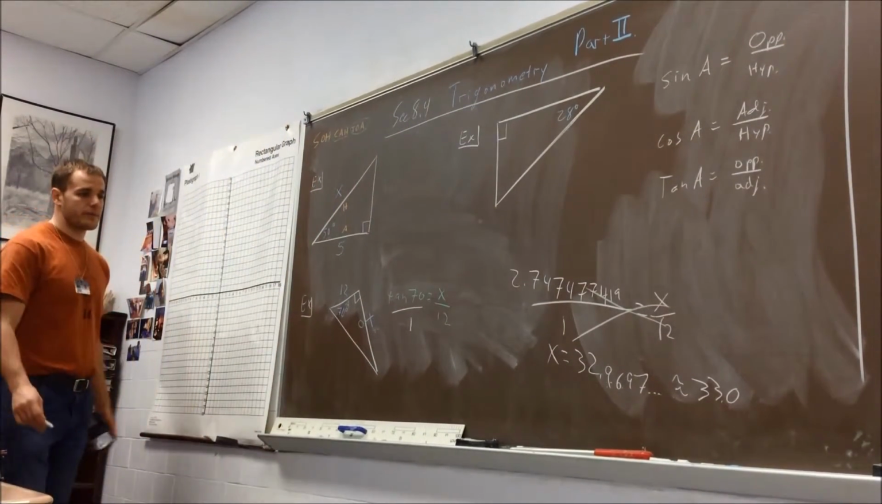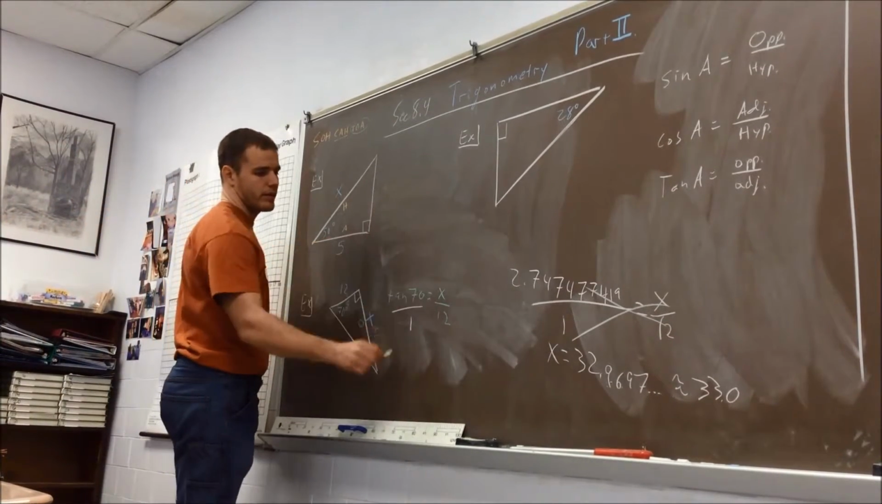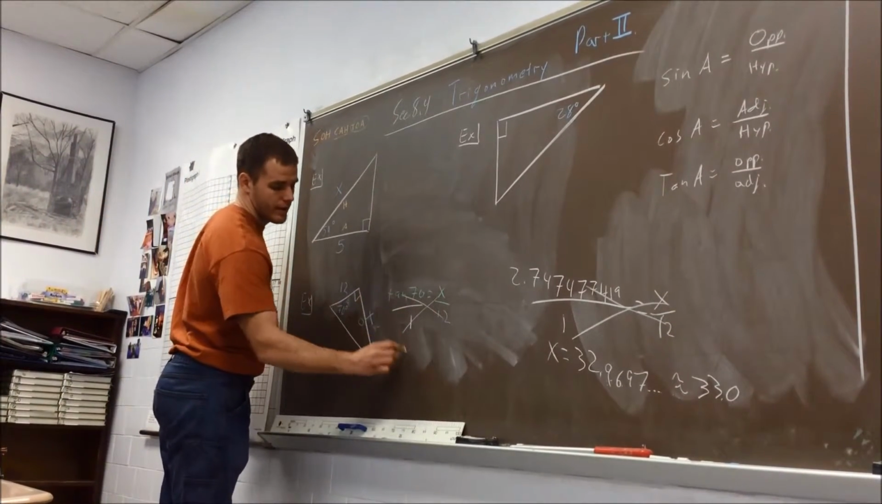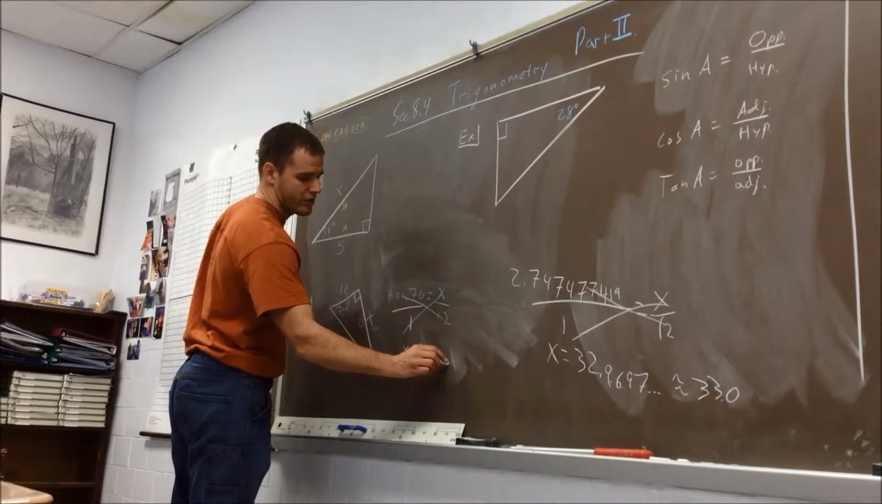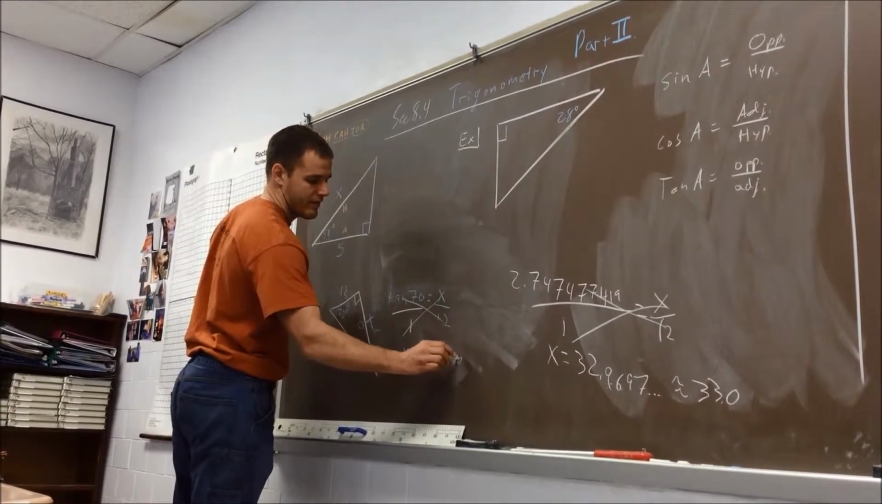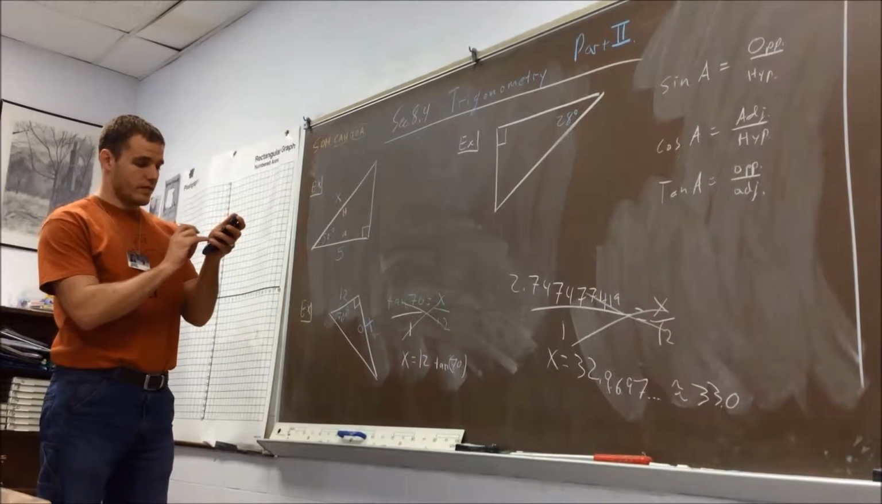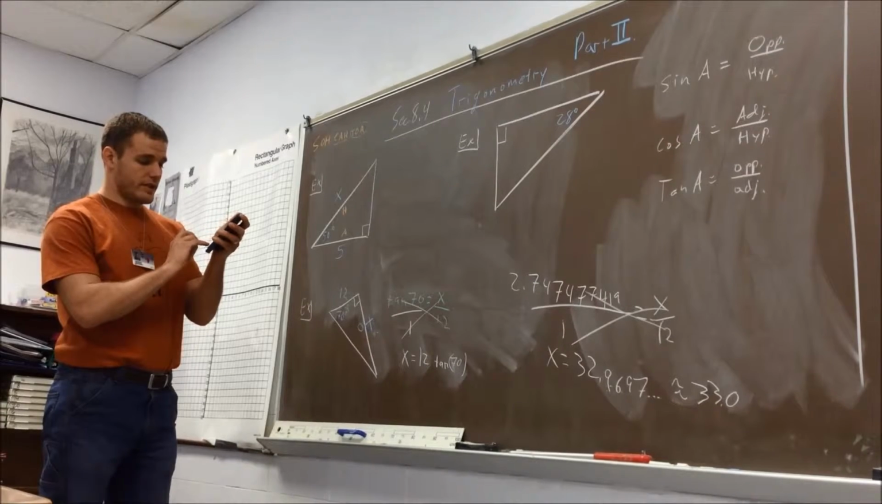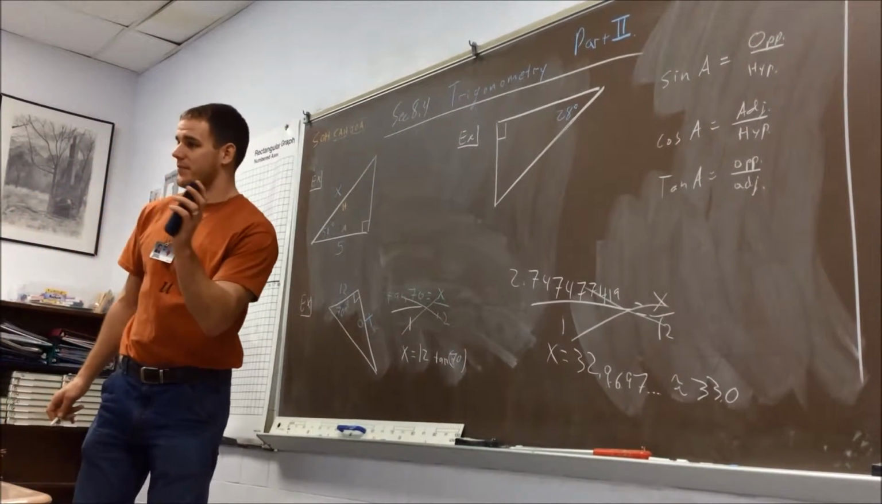So it's approximately 33.0. Now, maybe you're like, Mr. Kuhne, I don't want to do it that way. I don't want to write out the big long decimal. No problem. X is equal to 12 times the tangent of 70. Close parentheses around it. Tangent of 70. Amazing, we got the exact same answer.